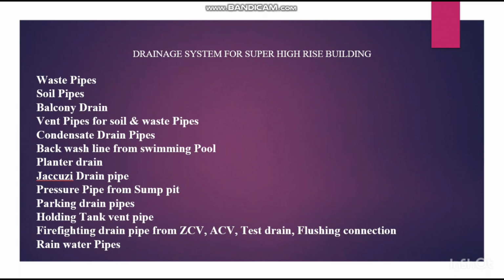Then we have the pressure pipe from the sump pit, because all the drain pipes, waste pipes, soil pipes and balcony drains are coming to the basement area or the ground area. There, if you have a holding tank, then you have to provide the sump pit. Then this sump pit line will be connected with the existing network.